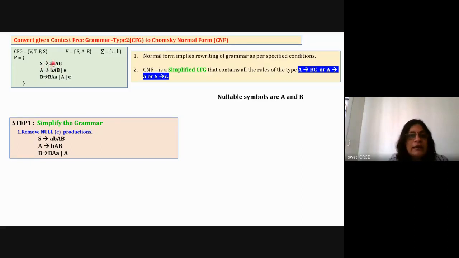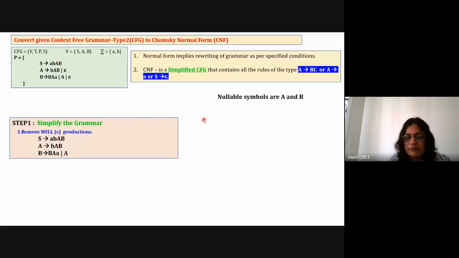That means S can never become epsilon. Even if A and B are epsilon, there is no rule because of which S can become epsilon. It is not possible. If you put A and B as epsilon, S becomes AB, and it is not becoming epsilon. So S is not a nullable symbol. Only A and B are nullable symbols.